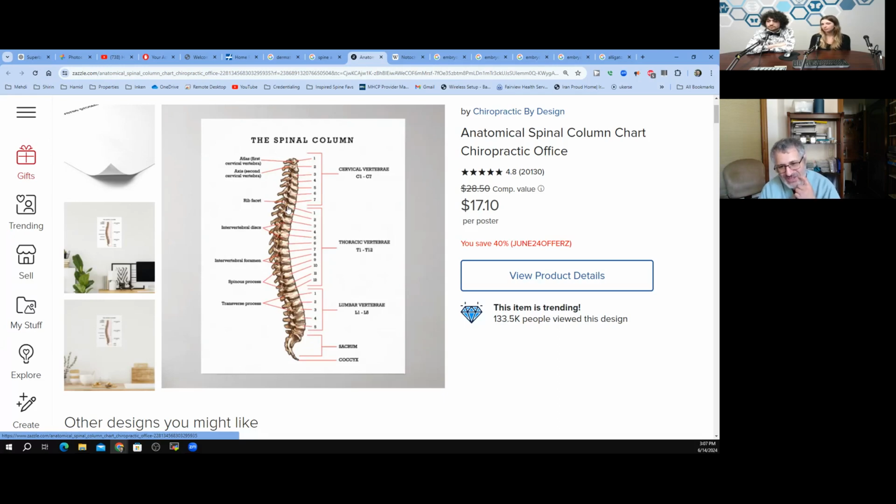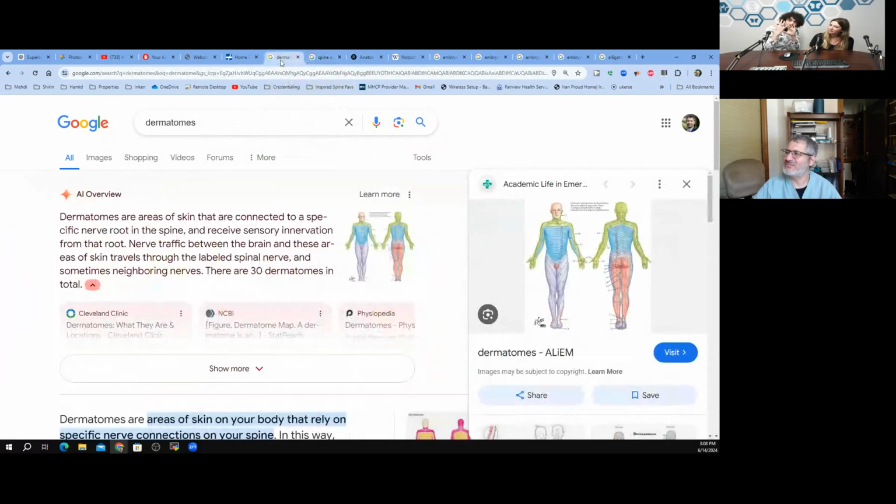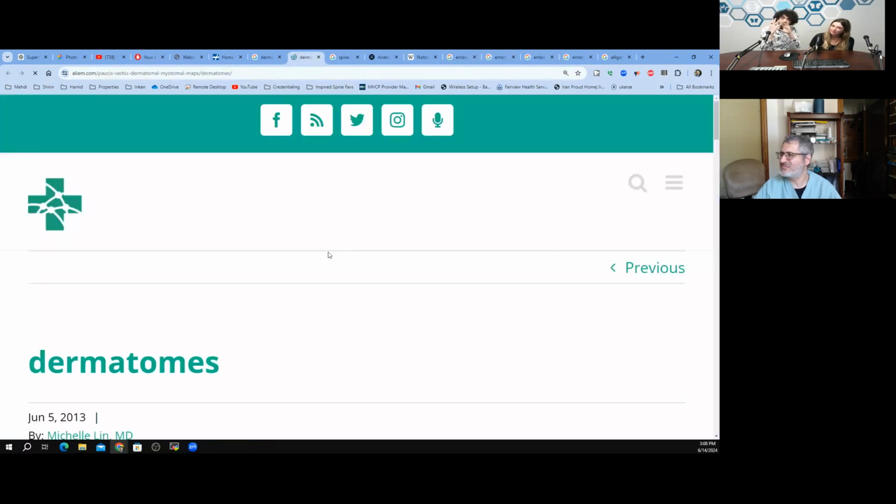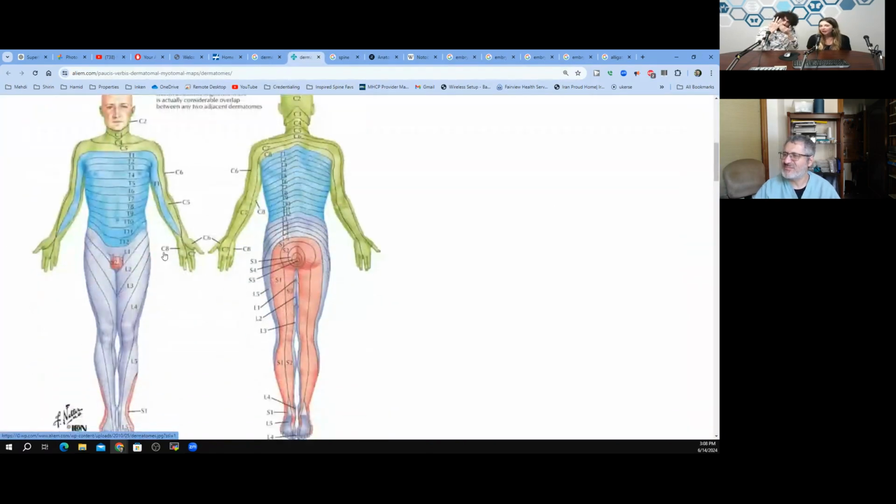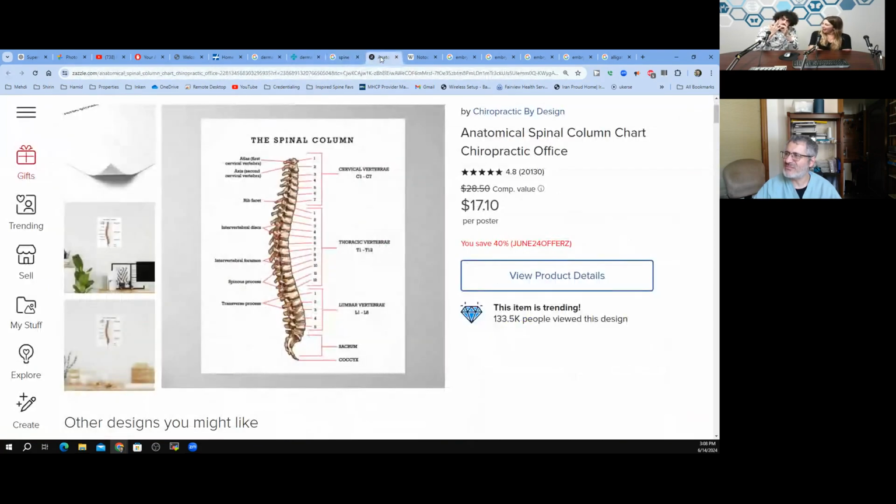Dominic? Show me on your hand where the C8 distributes. Like the pinky. Right there, you were spot on. And it's part of the ring finger too. Not the whole ring finger, just half of it.